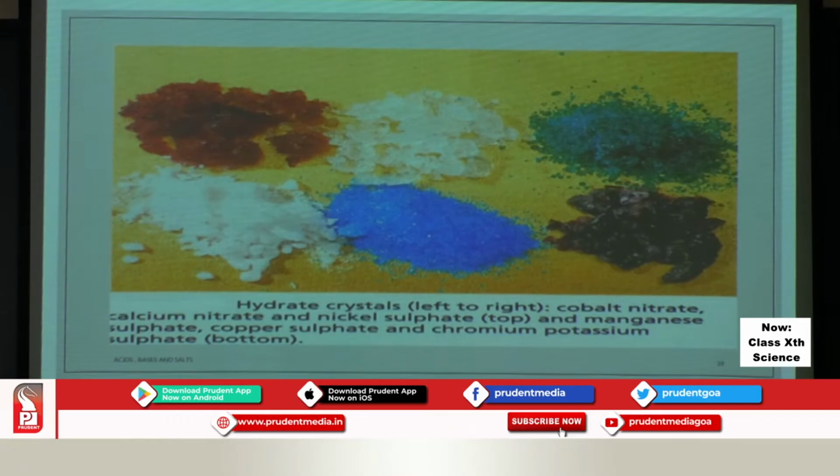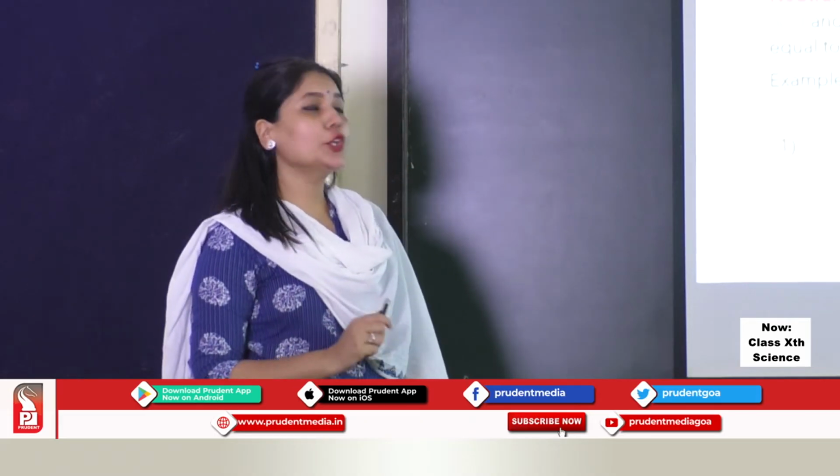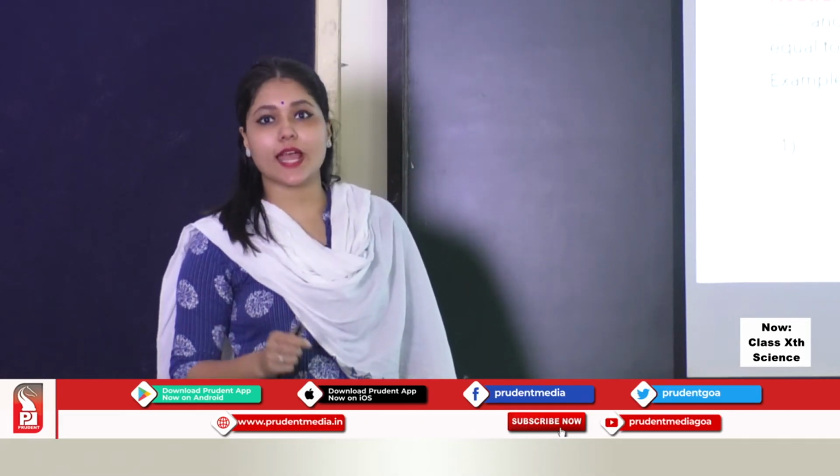So you can see over here different colors of salt. From left to right, we have different salts. The blue color one is copper sulfate. This one is calcium nitrate. So you can see salts are of different colors and they belong to different families. We have different types of salt: neutral salts, acidic salts and basic salts.